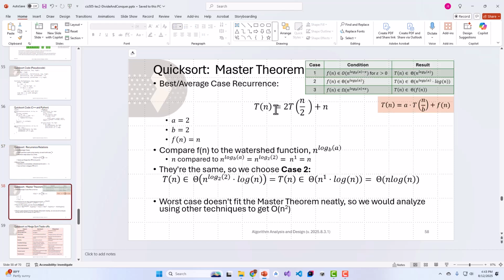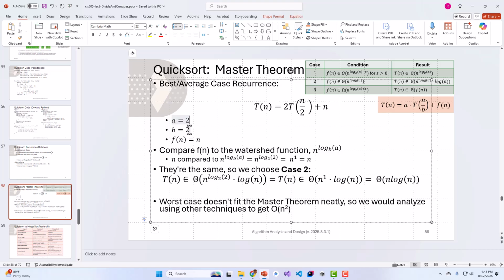What about the Master Theorem? So worst case doesn't fit the Master Theorem neatly, so we analyze it. We'd have to use other techniques to get the n squared. But for the best and average case, it does fit the Master Theorem, so we can apply that.